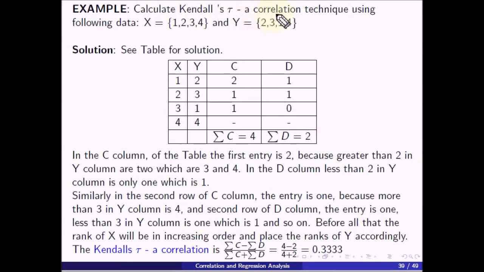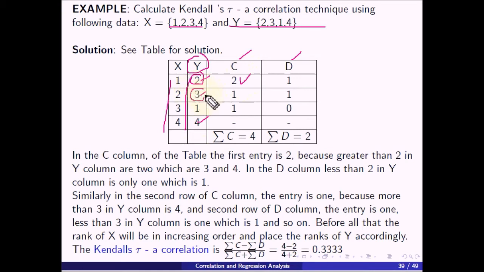Now Kendall's tau correlation: say x is 1 2 3 4 and y is 2 3 1 4. You just see the y, only y, because x is already in ascending order. If x is not in ascending order, first arrange x in ascending order, then arrange y accordingly. Then we have to identify C and D. Now the numbers which are more than 2 are 3 and 4. So two values are there, hence it is 2.